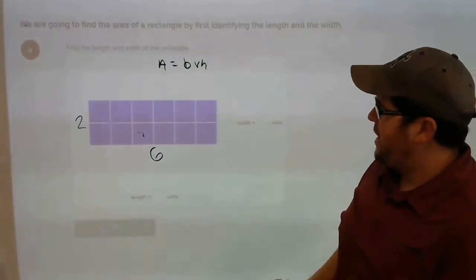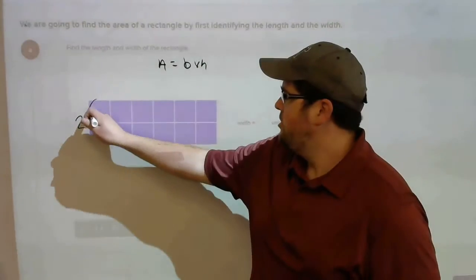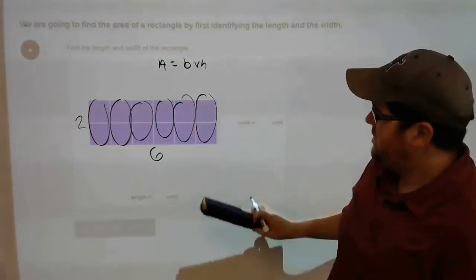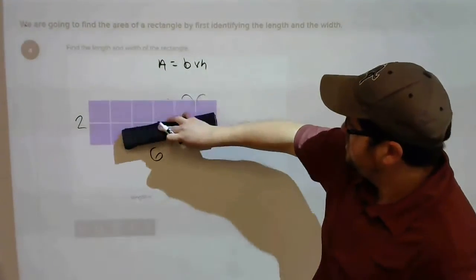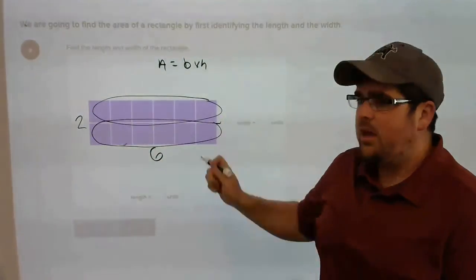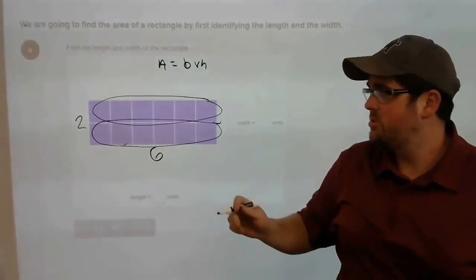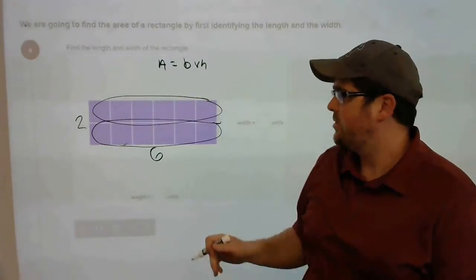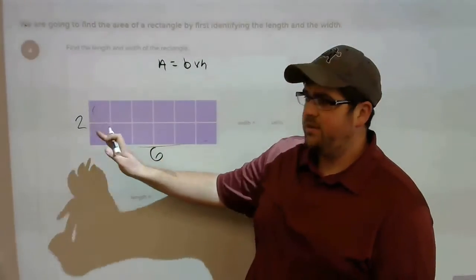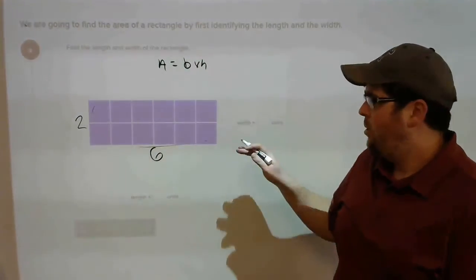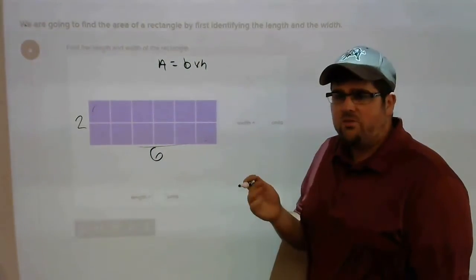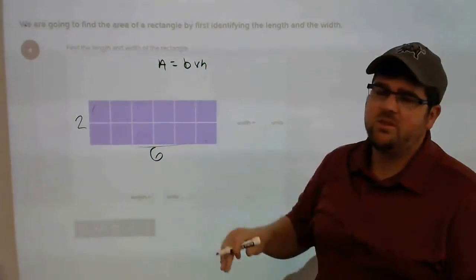I could also just go by the columns and go 2, 4, 6, 8, 10, 12 to get to 12. Or I could go by the rows and go, here's 1 row of 6, and here's another row of 6. Either way, the point here is that we're doing repeated addition. So the reason the base times height algorithm works for area is because this column that's 2 high is being repeated 6 times. Or this row that's 6 across is being repeated twice up and down. Whatever method you want to use works just fine, but the algorithm is base times height.